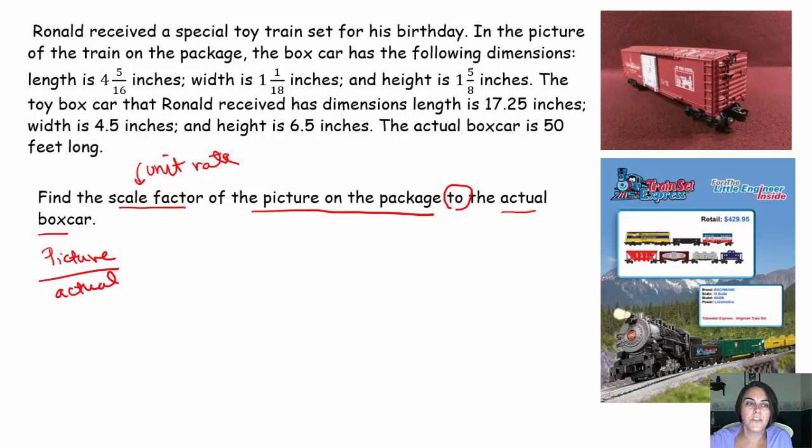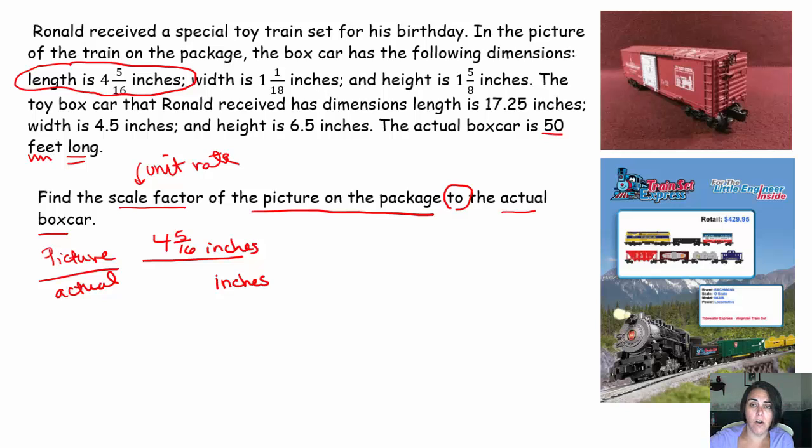First of all, for the actual, they tell you the length of it, so you definitely have to work off of the length of the picture on the box. So the length of the picture on the box is 4 5/16 inches. You know with scale factor, your units must agree, so they both must be measured in inches. The problem is the boxcar is 50 feet long. We just need to go ahead and convert that to inches.